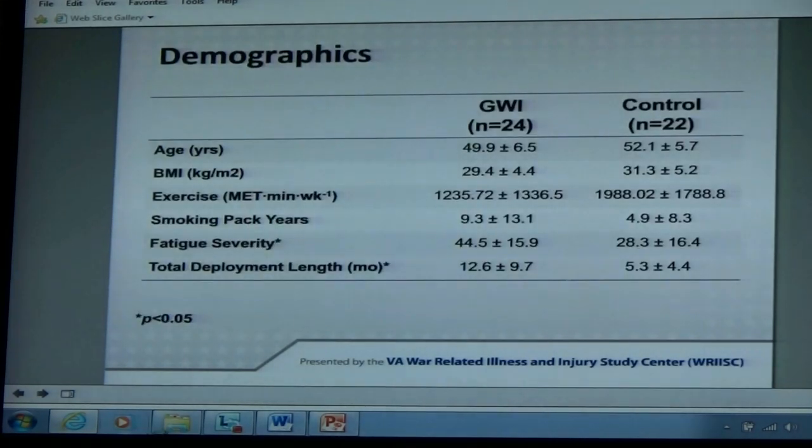So here are some demographics from that sample. Again, these are the same folks that we looked at the mitochondrial DNA lesions from as well. Right now we've completed 24 veterans with global illness, 24 completed, 22 controls. Similar age, similar body mass index, similar self-reported exercise or physical activity per week. No change in smoking habits. Fatigue severity is reported here. This just makes sense with global illness. The fatigue severity score is based on the fatigue severity scale, where a score of over 35 indicates clinical fatigue, and then deployment length at the bottom. So those two things were different between groups.